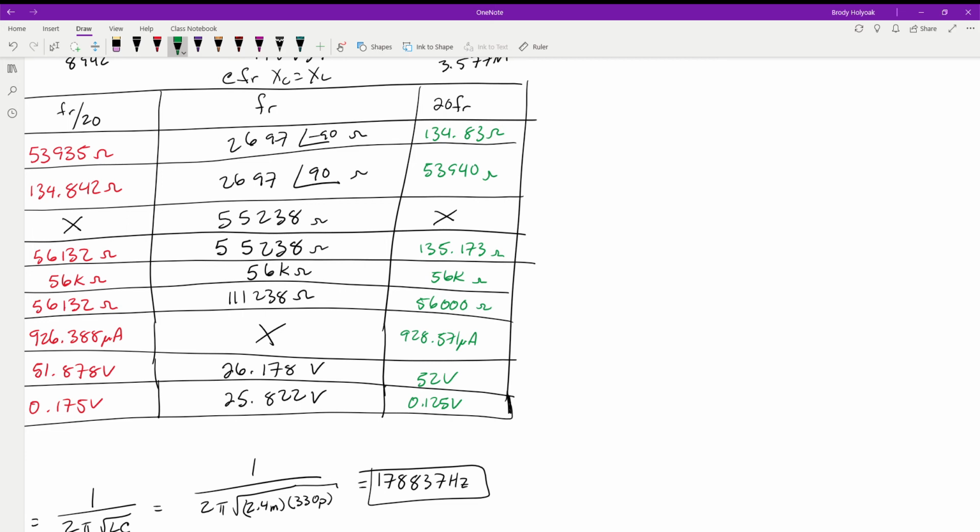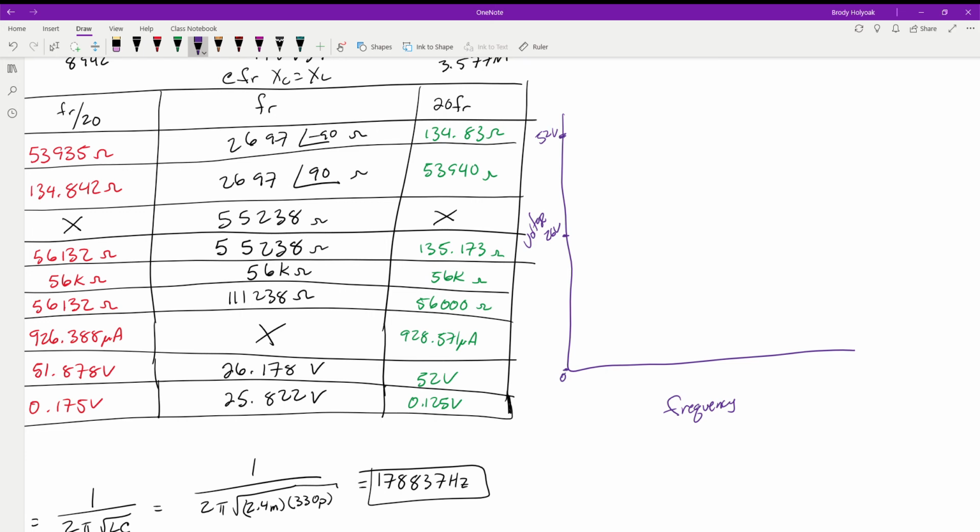So real quick, we have our graph. This is our frequency, and we have voltage here. So we know we're going to have a mark up here that's 52 volts. We're going to have a mark about halfway in between because we know we have 26 volts. And then we've got our 0.